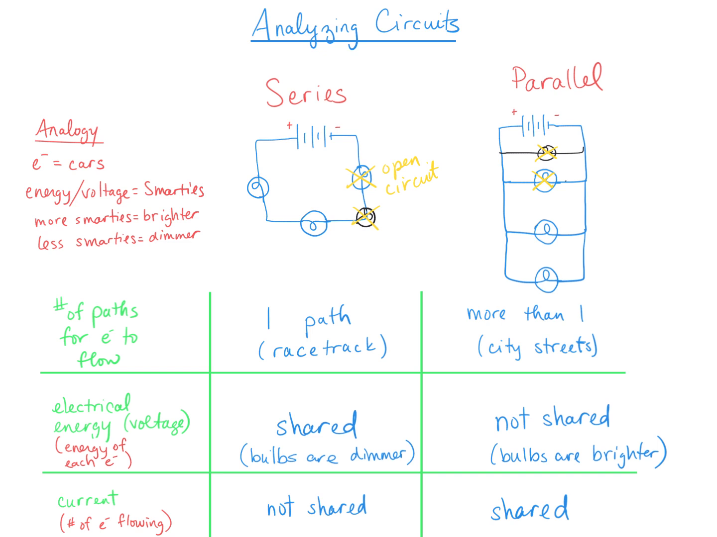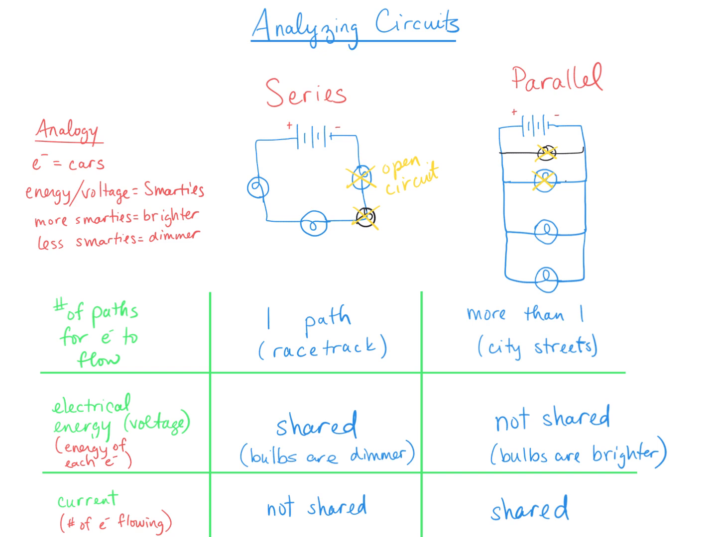Do you see how there is still a path for electrons to flow to this bulb and to this one? So the idea is that if you remove a load here, so you essentially open these two paths, electrons can't flow there, but the electrons can still make their way here and here. And when those cars get there, they're still dumping their 12 Smarties.